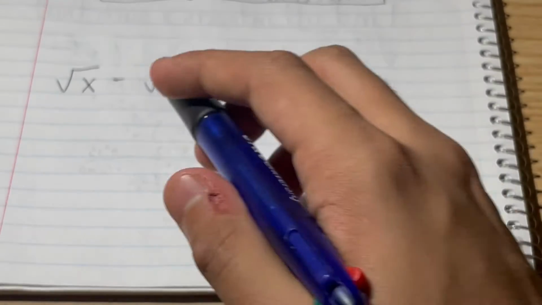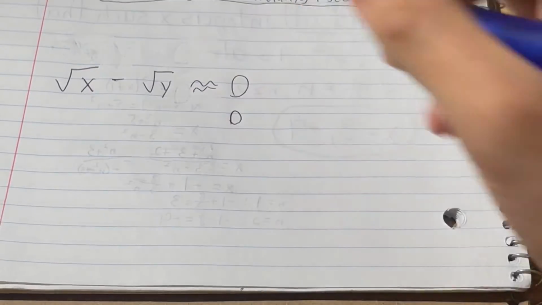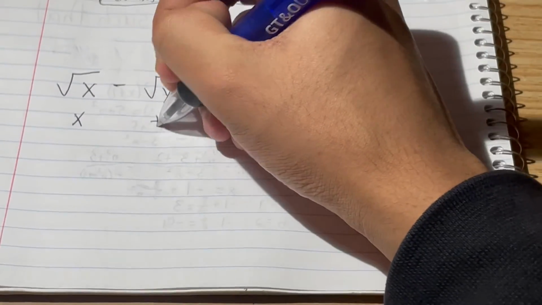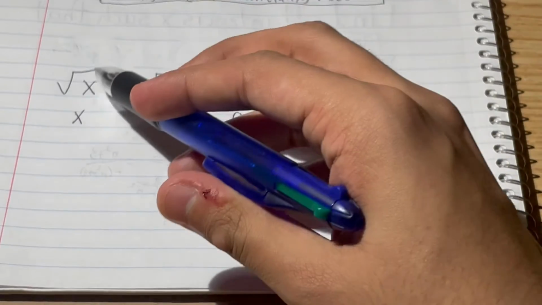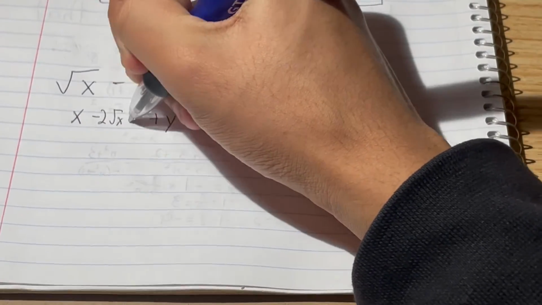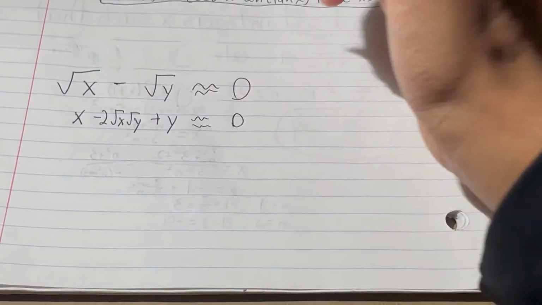So now let's suppose we square both sides. Obviously on the right hand side we'll still get 0, but on the left hand side we're going to get x and then a plus y, and then we're going to get a minus 2 times the square root of x times the square root of y. So minus 2 times the square root of x times the square root of y. And again, that's about 0.